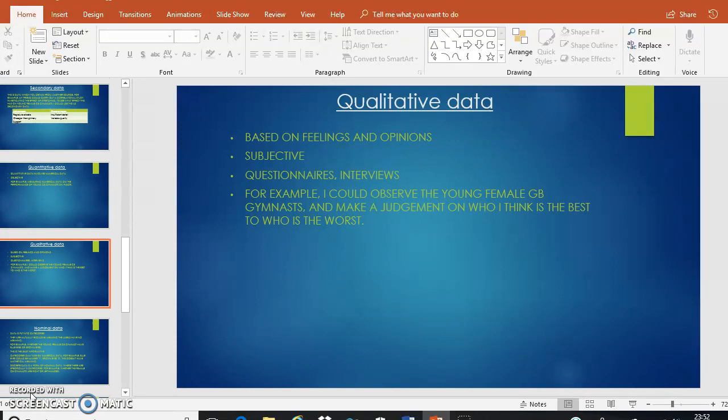Qualitative data, on the other hand, is based on feelings and opinions. It's subjective, so essentially there's no numerical data, it's just how a certain individual feels about something. This can be collected through questionnaires or interviews. So I could observe some young female Great British gymnasts and then make a judgment on who I think is maybe of a good standard, who's the best, and who I think is the worst within gymnastics.